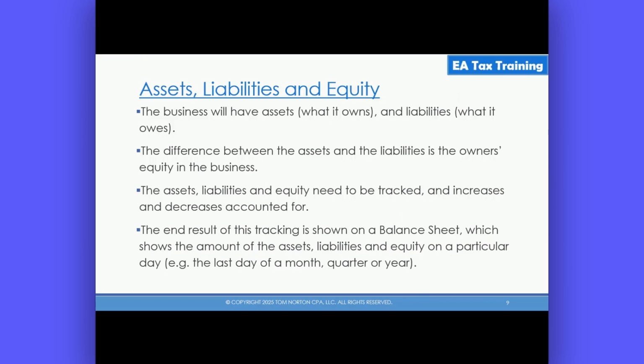So these accounts, the asset, liability, and equity accounts, need to be tracked and increases and decreases accounted for in order to have an accurate balance sheet. The end result of all that tracking will be shown on that balance sheet, which shows all of those amounts, assets, liabilities, and equity, on a particular day, such as the last day of the month or of the year. Again, when we are looking at it for tax purposes, usually we will be looking at the last day of the tax year.